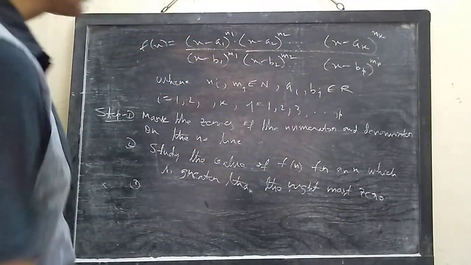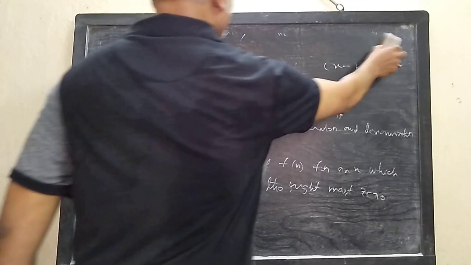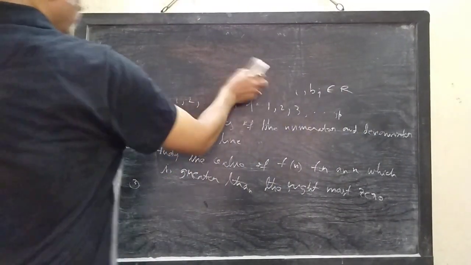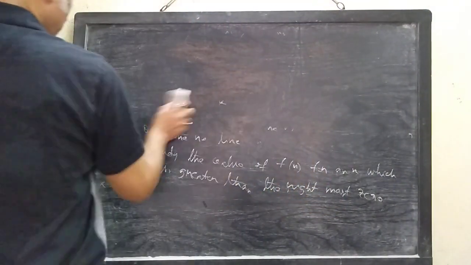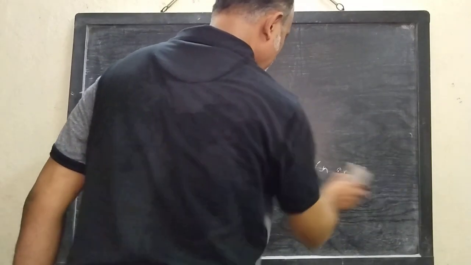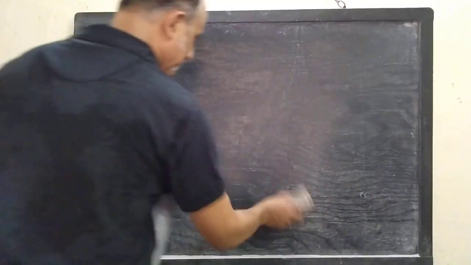Now let us solve some examples. Then we can feel the rule from the heart. That is very necessary.